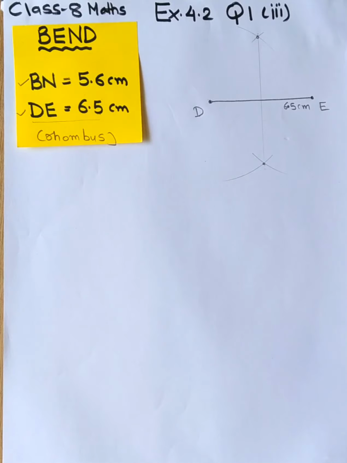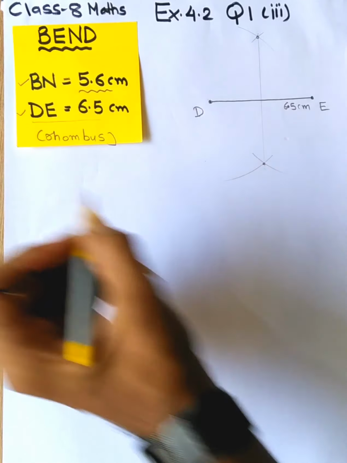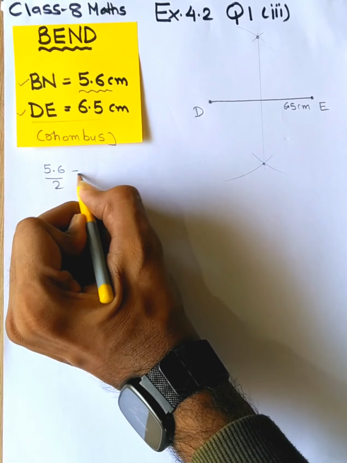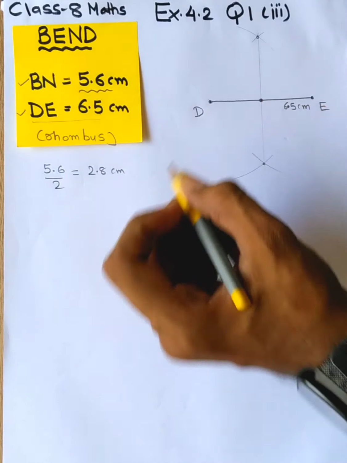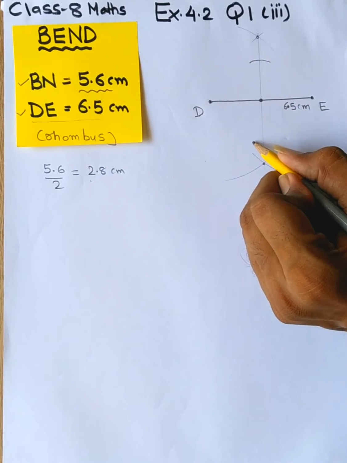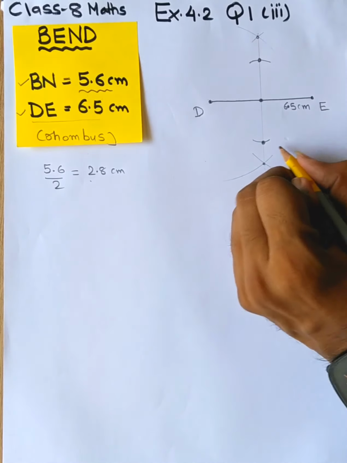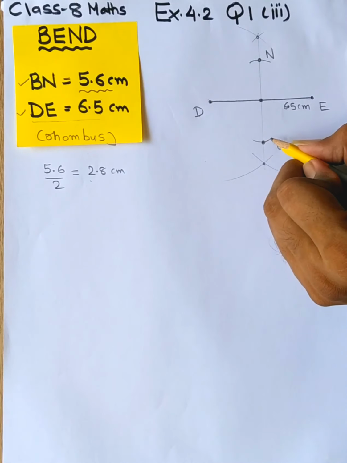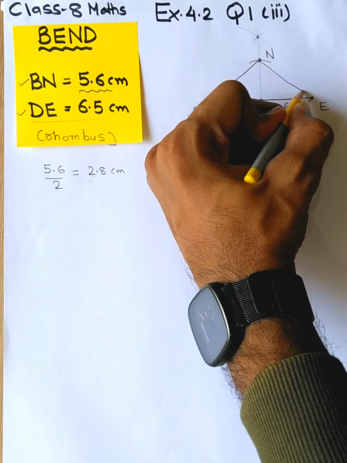Alright. Now very important, the third step. The third step is you will divide this other diagonal value by 2. That means 5.6 upon 2 will be 2.8 centimeter. So from the midpoint, you will draw an arc of 2.8 centimeter above and 2.8 centimeter below. These two will be the remaining two vertices. So here we will get B, here we will get E and D. And the last step will be to join all those points and line segments.